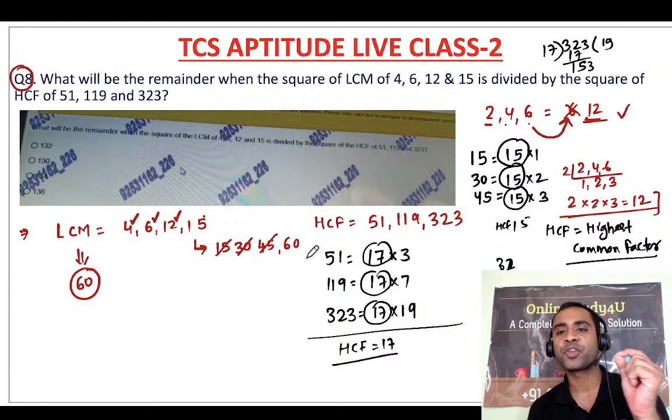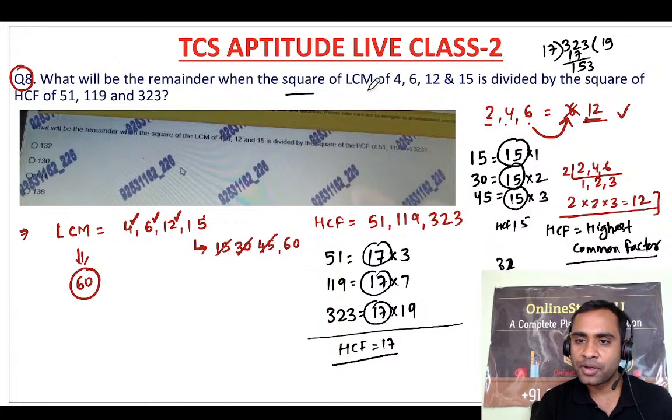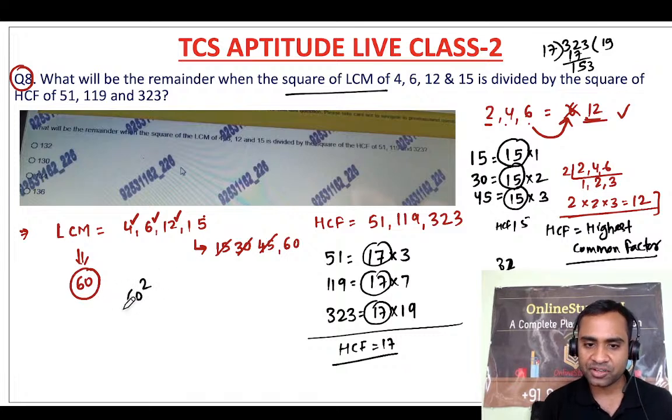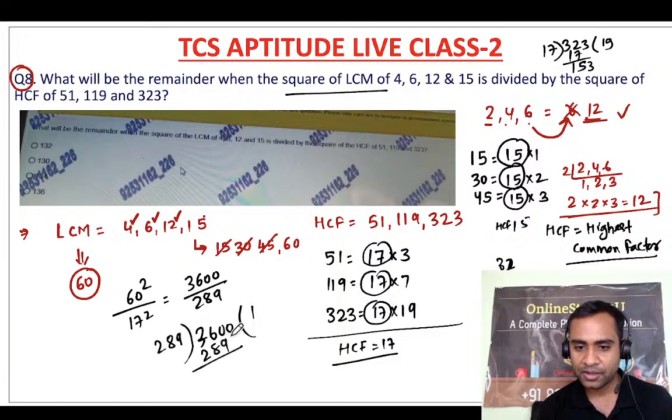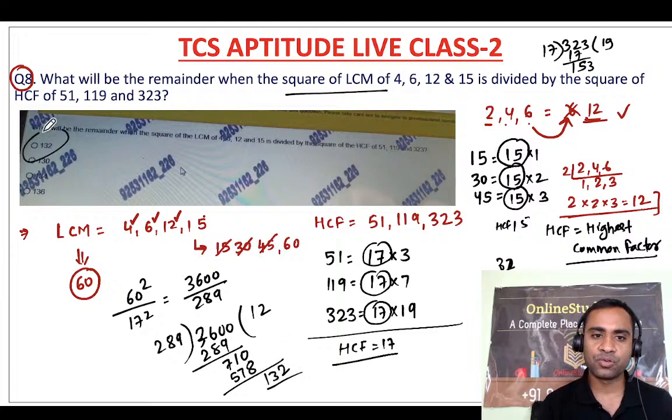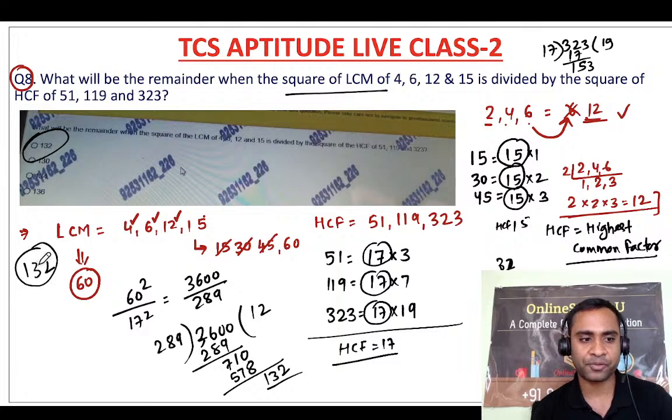We got the LCM, we got the HCF. Now they're telling us to take the square of the LCM, 60 square, and divide it by the square of the HCF, 17 square. So 3600 divided by 289. Now just divide it. It is one time 289, so this is 1, and 15 minus 8 is 7, and 0, and then 2 times, so 2 nines are 18 and 57. So it will be 10 minus 8 is 2, 10 minus 7 is 3, 132. So 132 will be the correct answer for this particular problem.